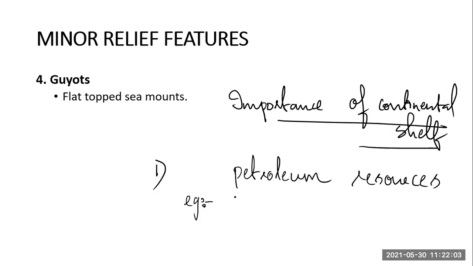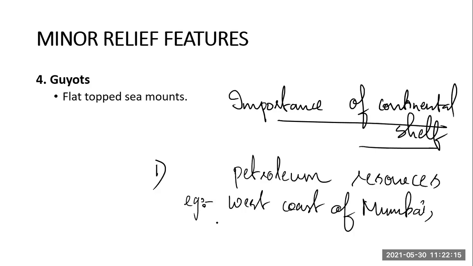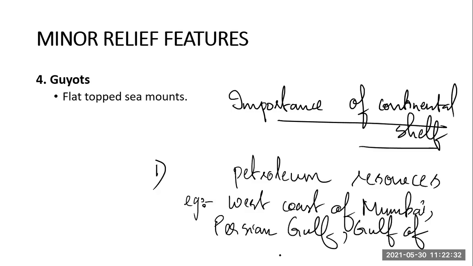Some famous continental shelves we are going to write. Okay. First one, west coast of Mumbai. Persian Gulf. In the western part of Asia, we have the Persian Gulf, Gulf of Mexico, etc.